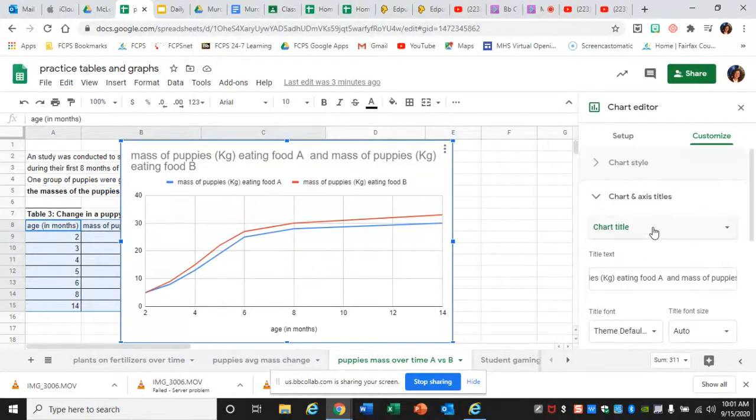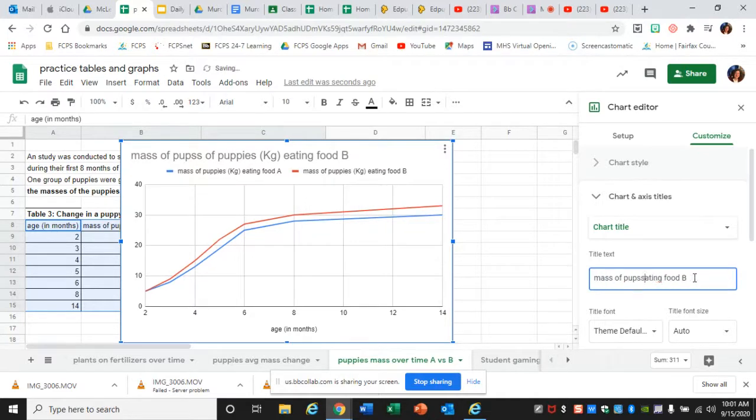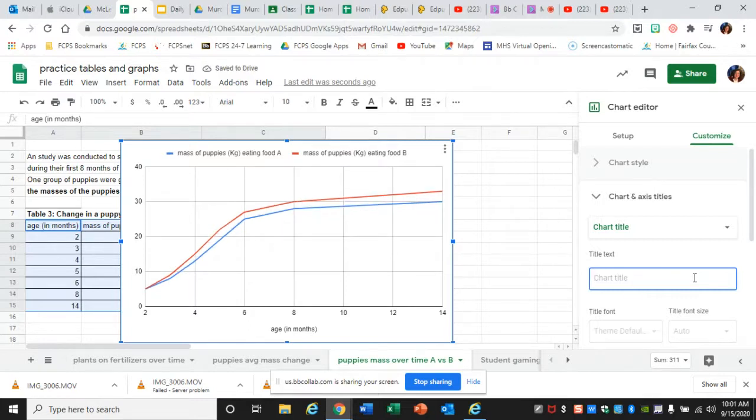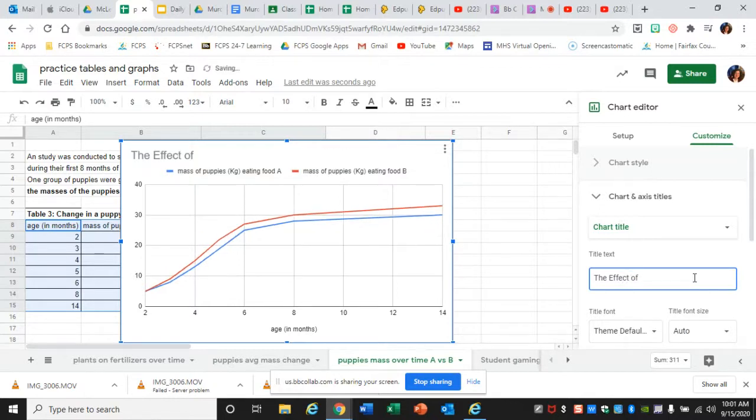So let's start with chart title. The text of the title is right here, and you can type right in here. Right now, I don't like it: mass of puppies eating food A and mass of puppies eating food B does not tell me anything about what I need to know about this graph. So I am going to get rid of that and just erase all of that and start over. Okay, so now I'm going to show you exactly how to write a title for any graph we do. I'm going to start with the words "the effect of." It always starts with those words. And then the next thing you write, depending on what graph you're doing, you're always going to write the IV next.